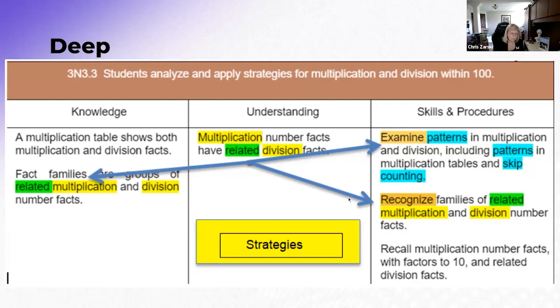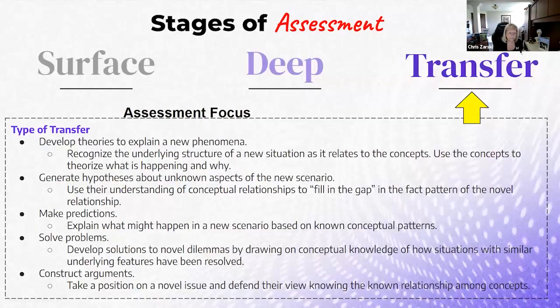I need to know something about the math facts. I need to have strategies. And although strategies isn't a word in here, it's implied that as teachers, we're going to teach the strategies to unpack fact families so I can use them to recognize and examine patterns. So not everything is just straight surface and then deep. You will have verbs that are surface level and verbs that are deep level. And then the transfer one is the summative piece. So again, there are ideas here that are listed for what are some ways that I can demonstrate transfer of understanding. That's not the only ones, they're just examples that you can use.